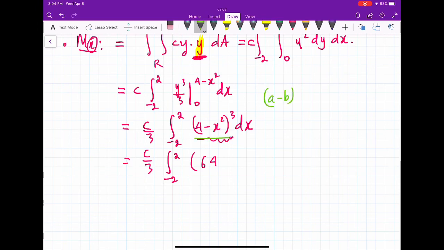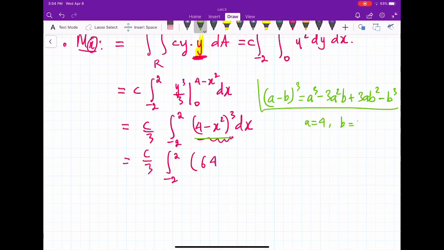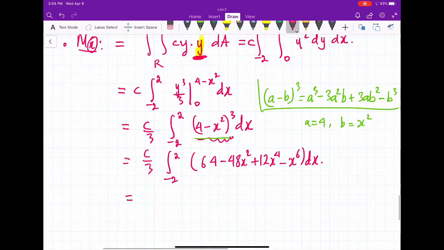(a minus b) cubed equals a cubed minus 3a squared b plus 3ab squared minus b cubed. So if you apply this for a equal to 4 and b equal to x squared, you would have the following one: 64 minus 48x squared plus 12x to the 4 minus x to the 6 dx. And you use the power rule.